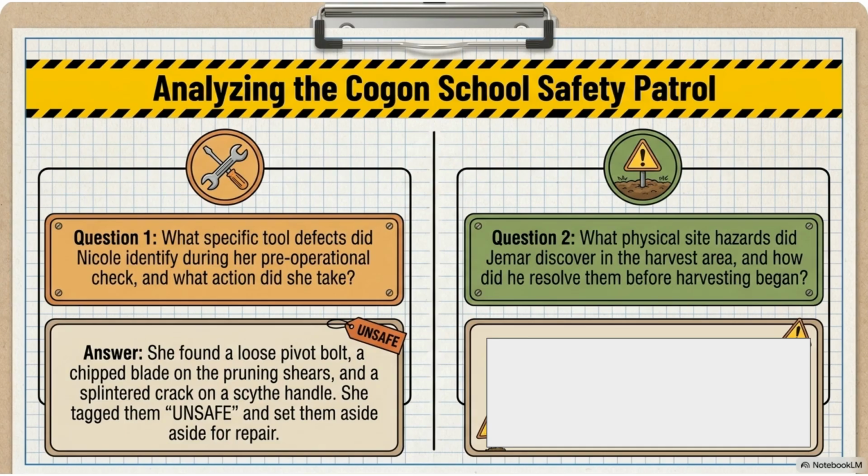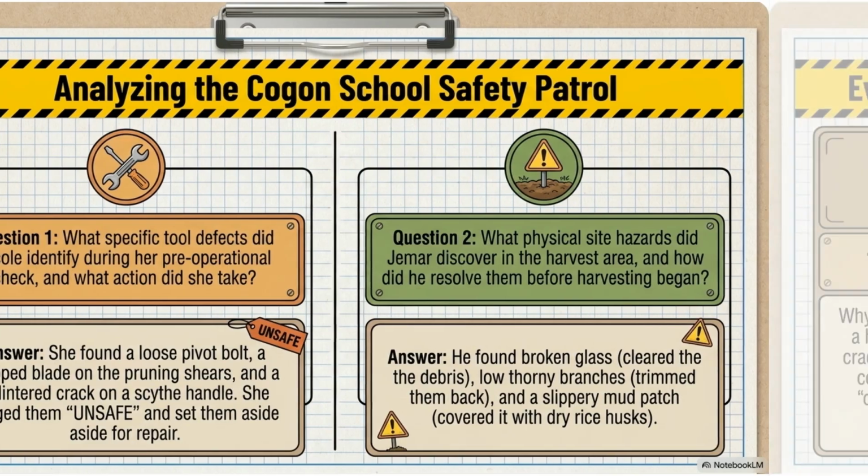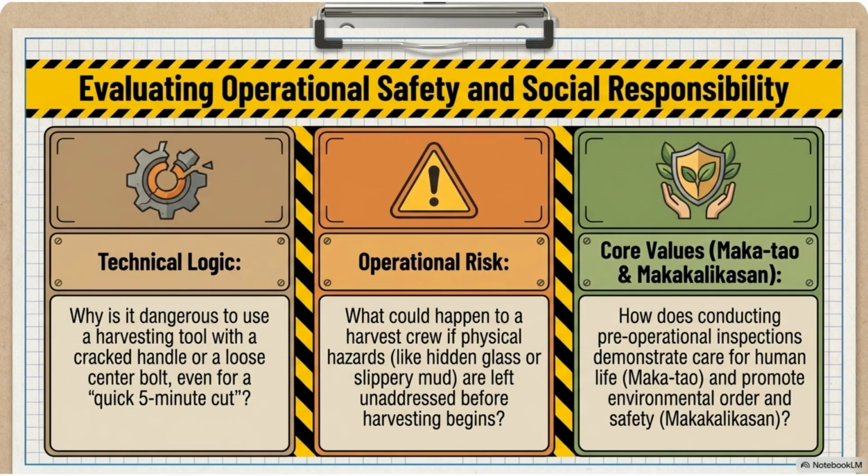Nicole identified a loose pivot bolt and a chipped blade on the shears, along with a splintered scythe handle. She correctly tagged these tools as unsafe. Jamar addressed physical hazards by clearing broken glass, trimming thorny branches, and covering slippery mud with dry rice husks to ensure safe walkways. We must evaluate operational safety.